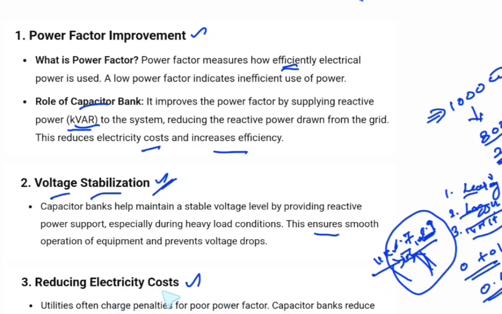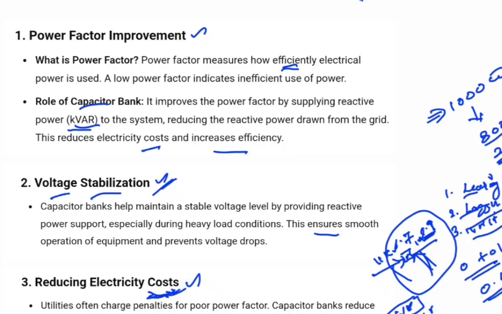So third one, reducing electricity cost. How does it reduce the cost? We are using the power from the TNEB, Tamil Nadu Electricity Board here. So if you are using power with a poor power factor, it comes with a penalty, and the capacitor bank reduces the penalty. That's why the cost is reduced.